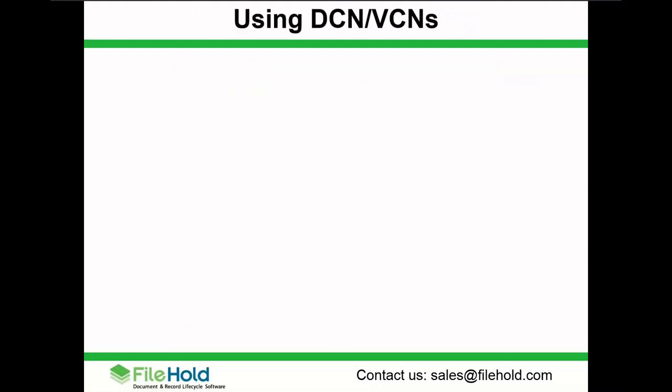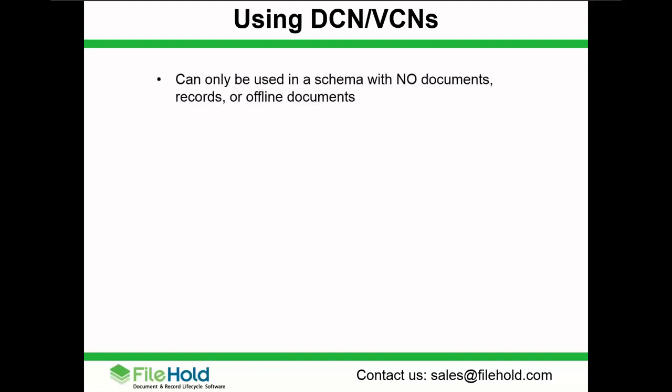So using DCNs or VCNs, and we can sort of put them in the same category even though they have different functions, they can only be used in a schema with no documents, records, or offline documents. The schema must be empty before we start using them. So if you have an existing schema full of documents and you're going, perfect, I'm now ready to start adding a DCN to it, I'm afraid you can't. FileHold will stop you from doing that because every document needs that unique identifier, and you'd have to go through the process of tagging it, and it's not allowed to happen.